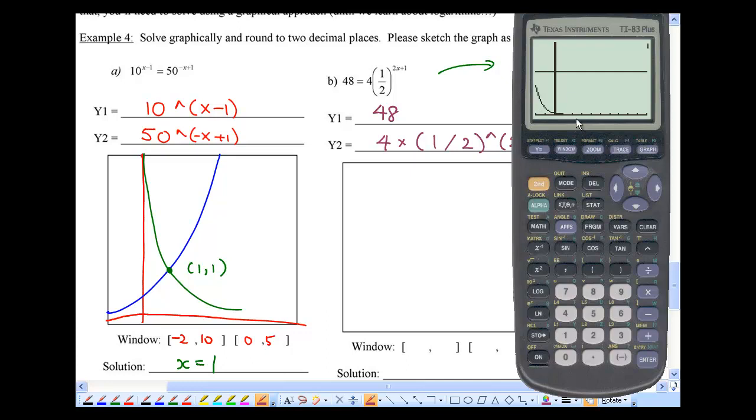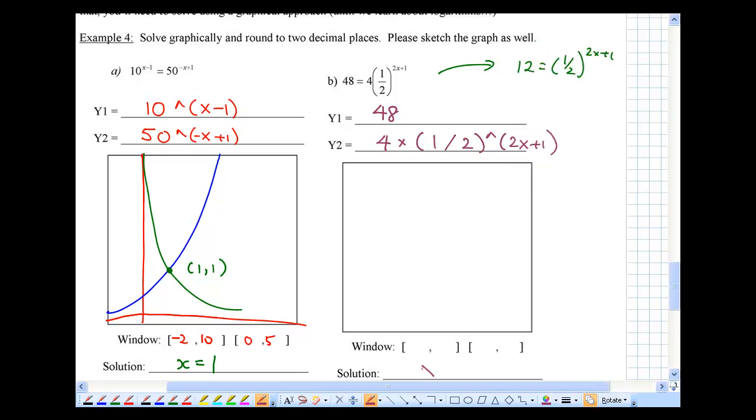Looks like this one's in the negatives. Change my window. How about -10? That's better. Let's use the intersect feature again. 1, 2, 3. -2.29. So there we go. X equals -2.29.